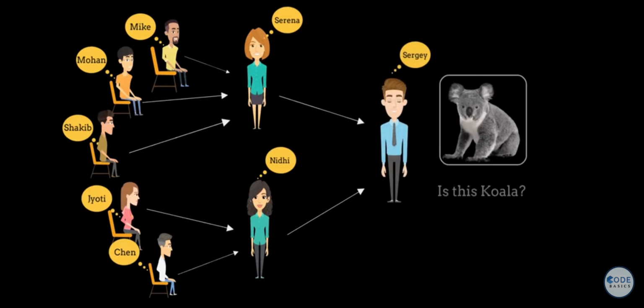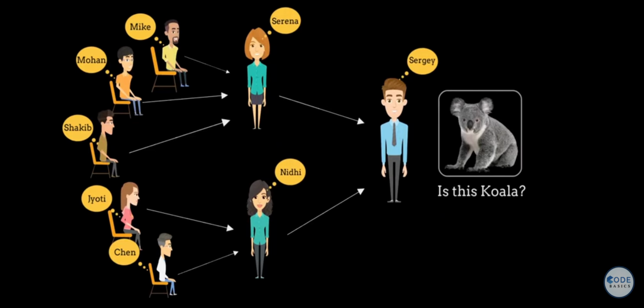You can now use the rest of the group where they work individually, for example, Jyoti can detect legs and Chen can detect tail, and they can tell their decision to Nidhi, whose job is to say whether the image has a koala's body or not. And finally, Serena and Nidhi will go to Sergey, who will give the final answer. And he will also use some kind of formula here. I'm giving more weightage to face because when we are working on detecting whether it has humans or which animal, we give more weightage to face.